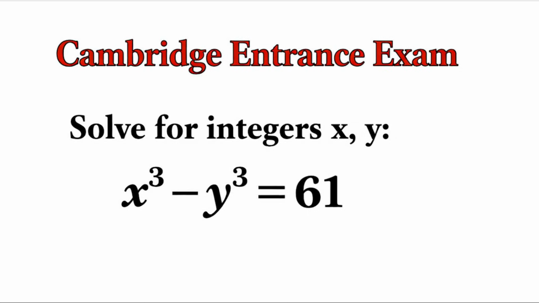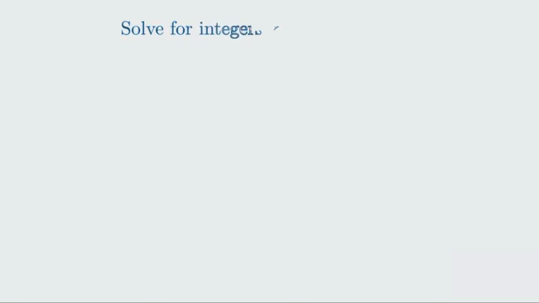Our goal is to find all integer solutions x and y that satisfy the equation x cubed minus y cubed equals 61. This problem requires a mix of algebra and number theory, and we'll walk through it step by step. By the end of this video, you'll be able to use algebraic identities and the properties of integers to solve Diophantine equations of this form.